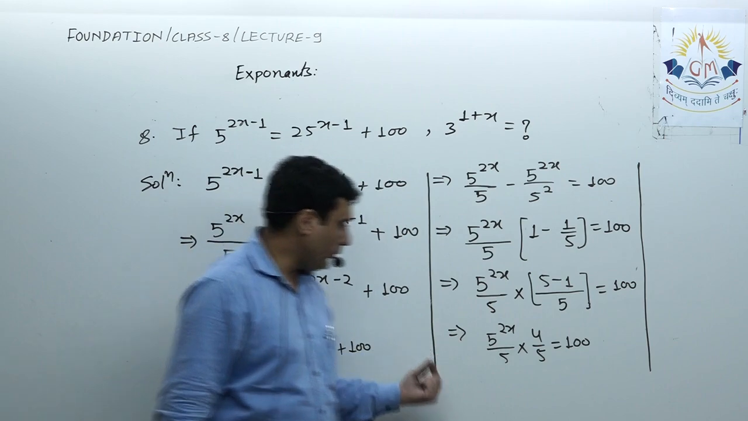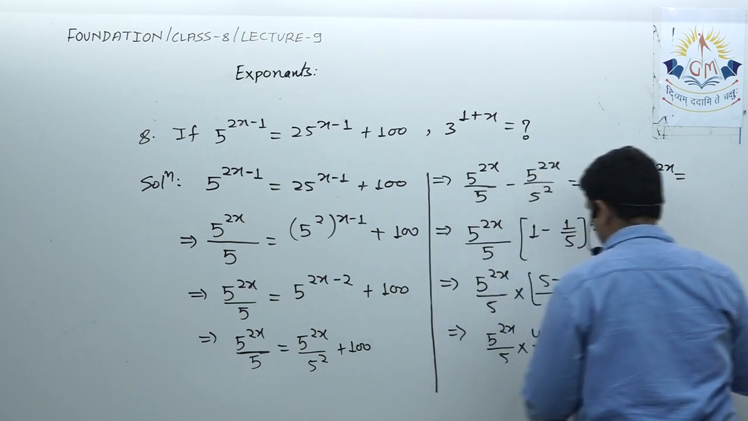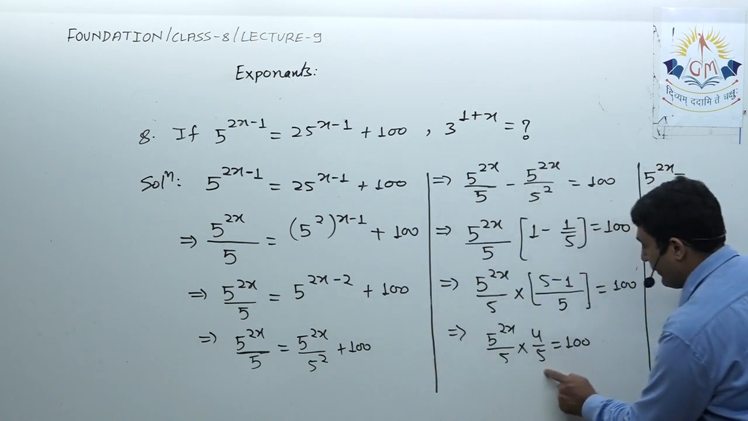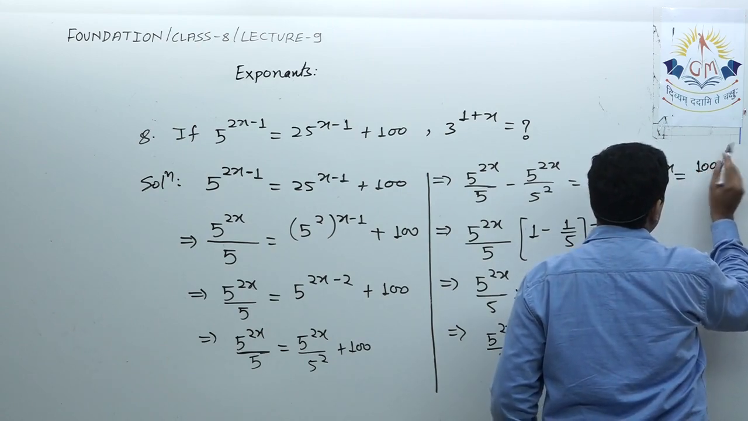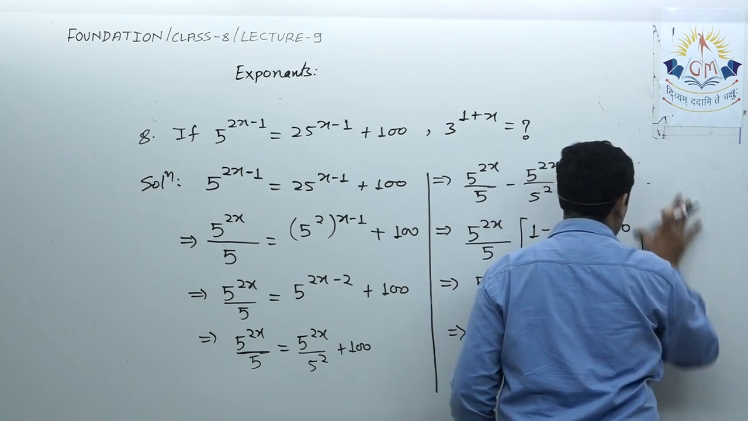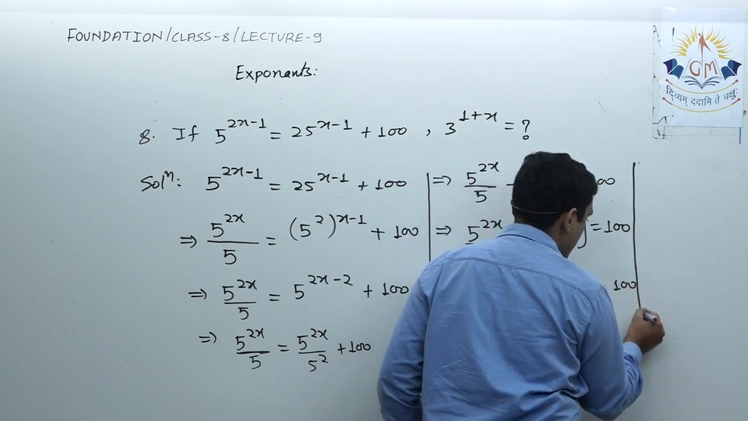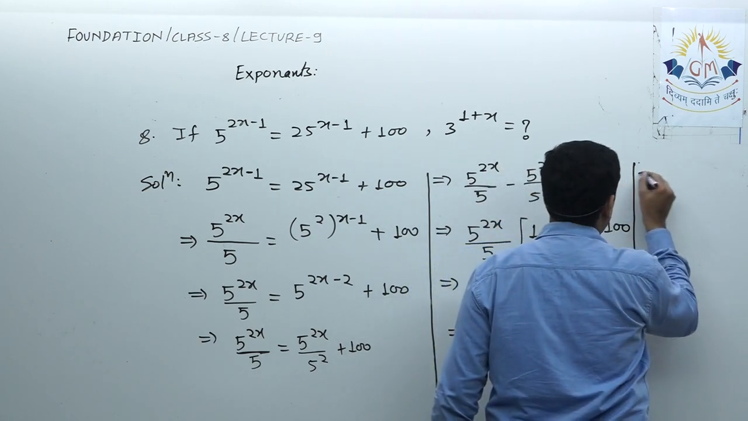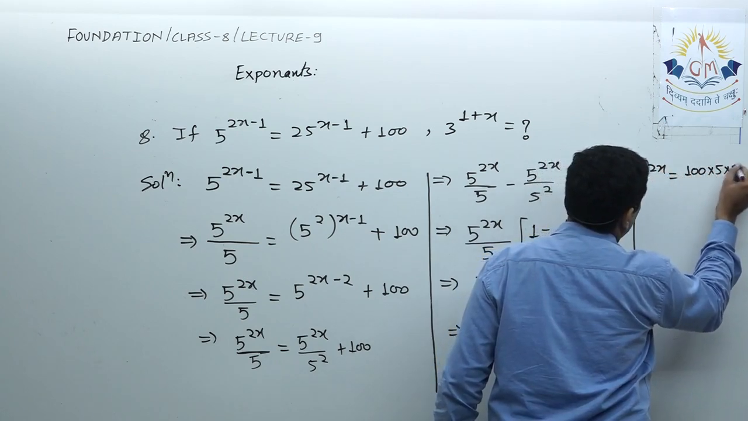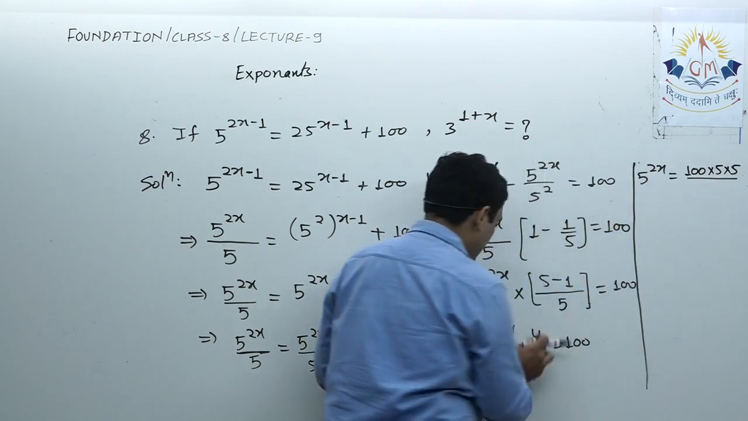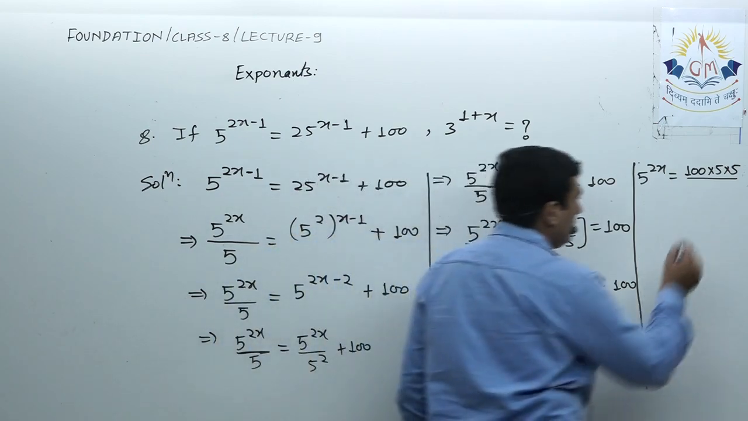So I'm keeping 5 raised to 2x on the left hand side, and I will take all remaining terms on the right hand side. So here we have 100, this 5 and 5 will come in the numerator, so I'll get 100 multiplied by 5 multiplied by 5. Okay, 5 raised to 2x is equal to 100 multiplied by 5 multiplied by 5. Okay, divide by this 4. As this 4 is in the numerator, so here it will come in the denominator.